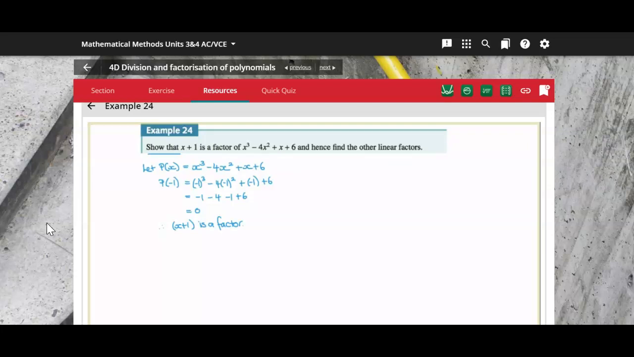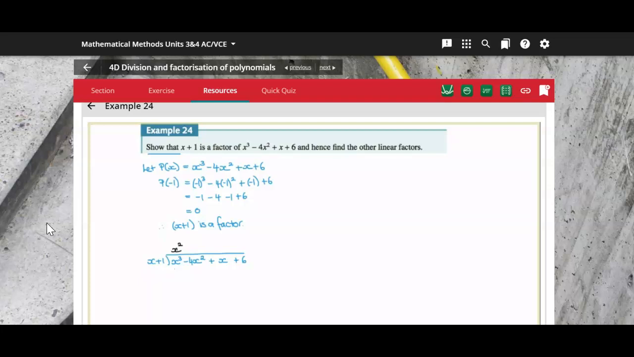The next part of the problem states, hence find the other linear factors. So all that means is we need to fully factorize this expression here. In order to do that, we need to use long division. So to do long division, what we're going to do is start off by saying x times what equals x cubed. So what you'll see is me doing these black circles around and around our expression here. So x times what is x cubed, and then we're going to write our answer, keep following the circle around, up the top there is x squared.